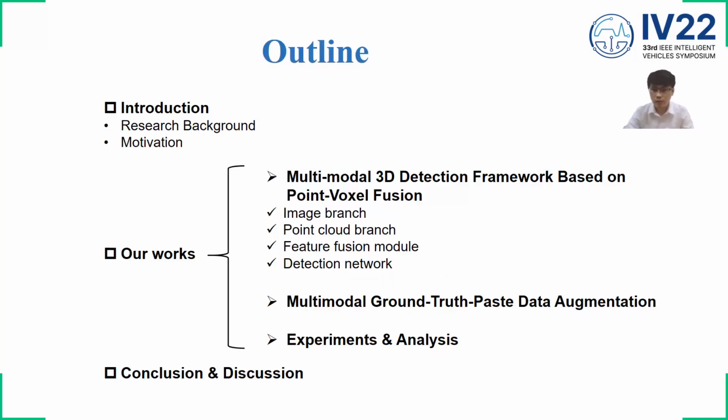The outline of my talk is as follows. My presentation will include these three parts. First, some background information and motivation about this research. Second, the main works we have done. Last, some conclusions we have got and future works we plan to do.